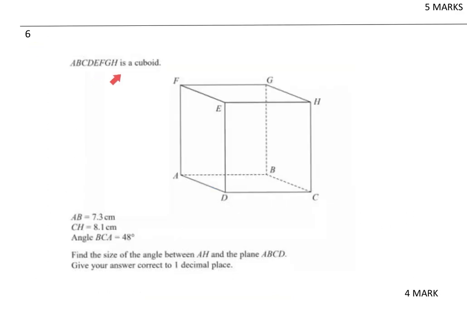Number 6, we have a cuboid. AB equals 7.3, CH equals 8.1, and this is 7.3, so this is the same, CD is 7.3, or AB equals 7.3. Angle BCA, so we need to join this line. This angle is 48.